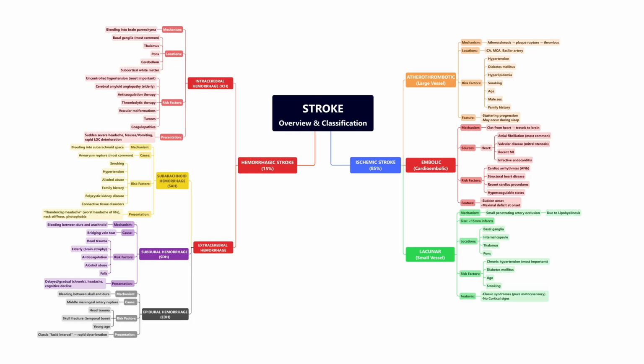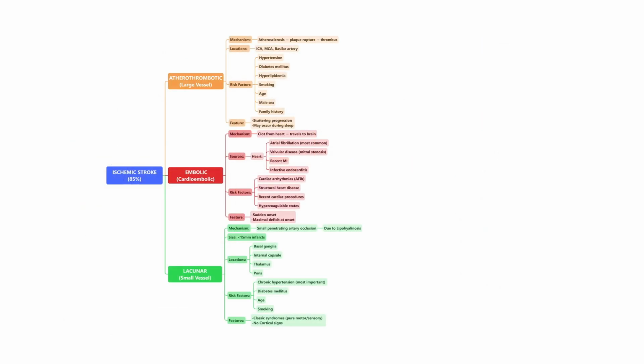Stroke is broadly divided into two major categories: ischemic stroke and hemorrhagic stroke. Ischemic strokes account for approximately 85% of all strokes, while hemorrhagic strokes make up about 15%. Let's start with ischemic stroke. Ischemic strokes occur when blood flow to the brain is blocked. There are three main subtypes: thrombotic, embolic, and lacunar strokes.